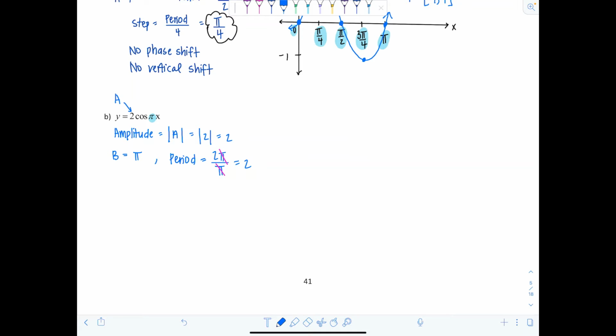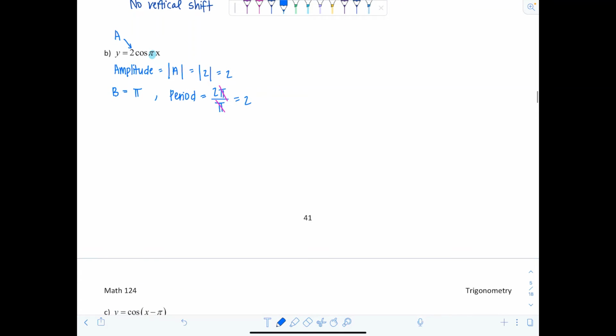So when we scale the x-axis, we won't have multiples of pi in it this time. That happens sometimes. The step, you always find the step the same way. It's the period divided by 4. So that's going to be 2 over 4, so 1/2. Again, there's no vertical shift and no phase shift. Nothing's being added or subtracted. Okay, so basically this is a 4.2 problem because we're just doing amplitude, reflection, and period changes.